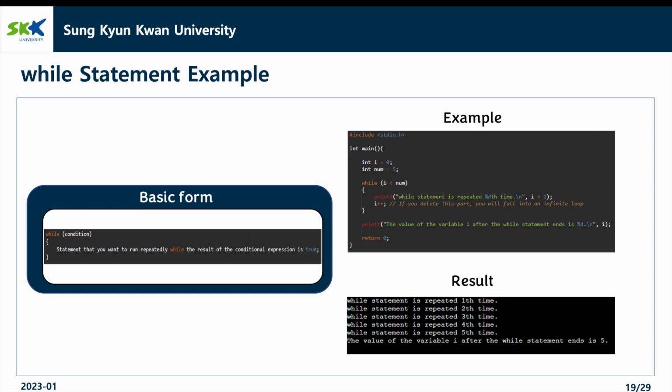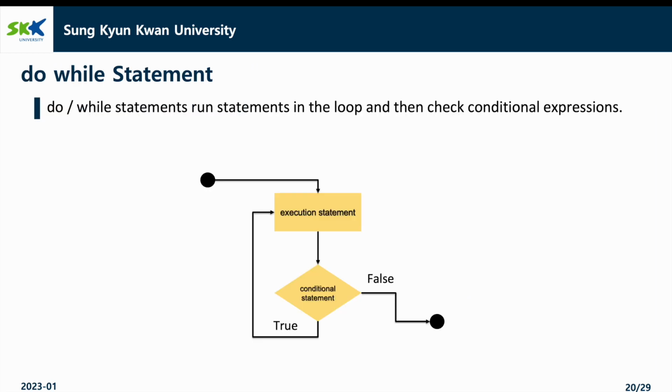However, if both I and num do not change in a loop, the condition of the while statement is always true, so it is trapped in an infinite loop that cannot escape. Therefore, when writing while statements, you should pay attention to conditions and loop so that they are not trapped in an infinite loop. The while statement checks the conditional expression first before entering the loop.